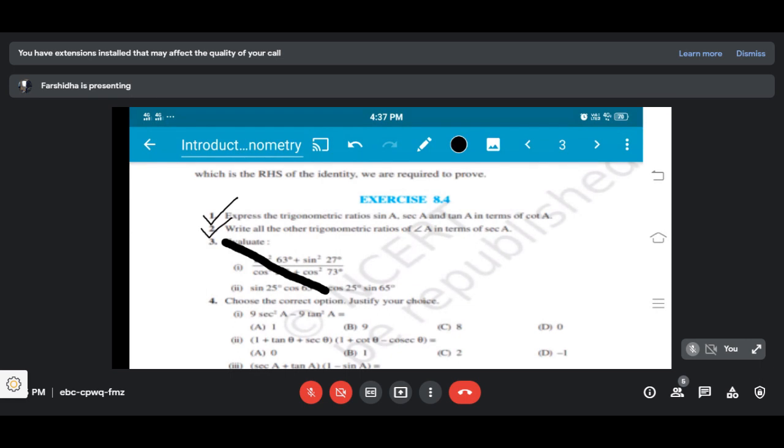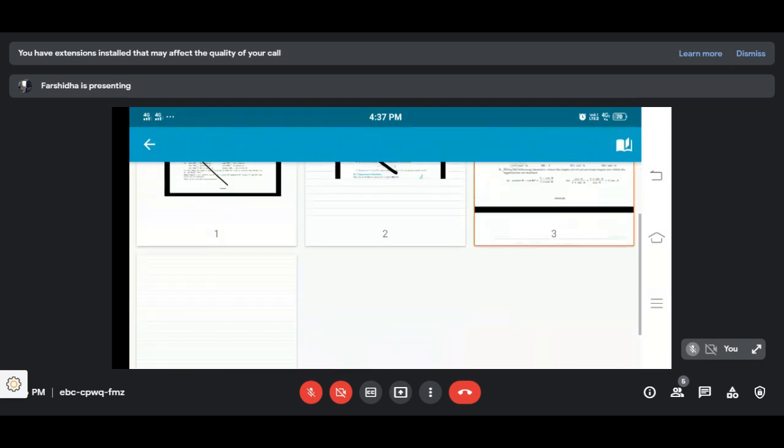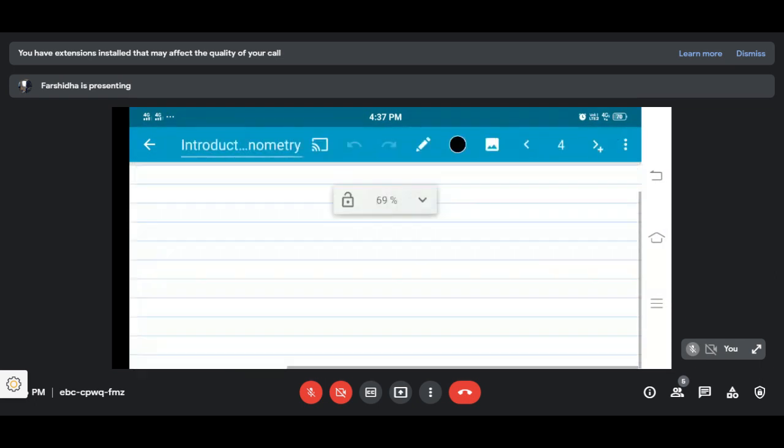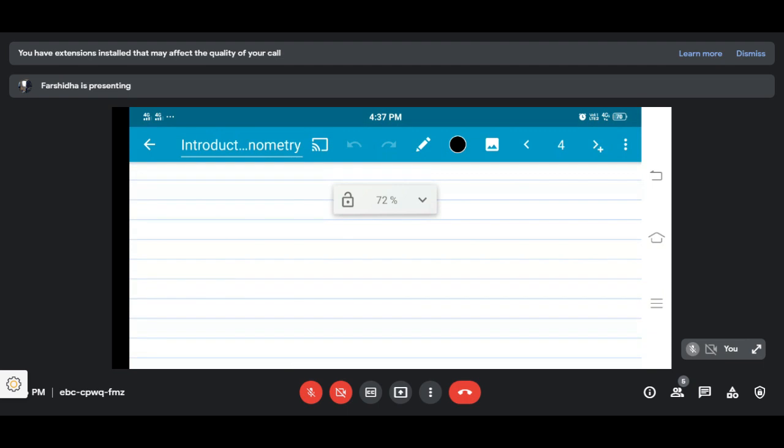Write all the other trigonometric ratios of angle A in terms of sec. Before that we have done sin A, sec A, tan A in terms of cot. In this question, we need to represent all the trigonometric ratios in terms of sec. So we'll start with cos. So exercise 8.4, question number 2.